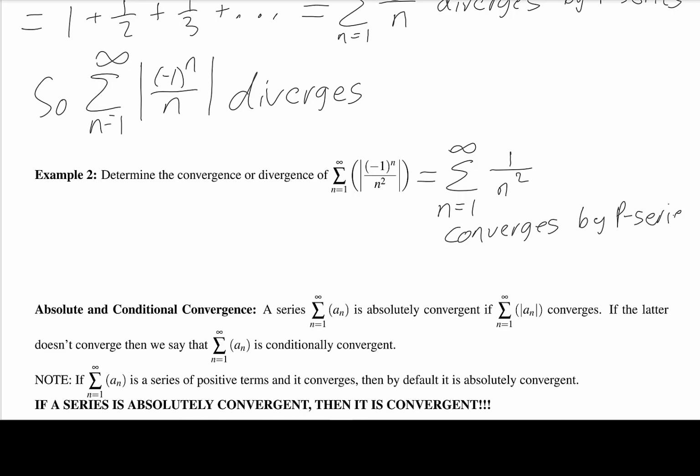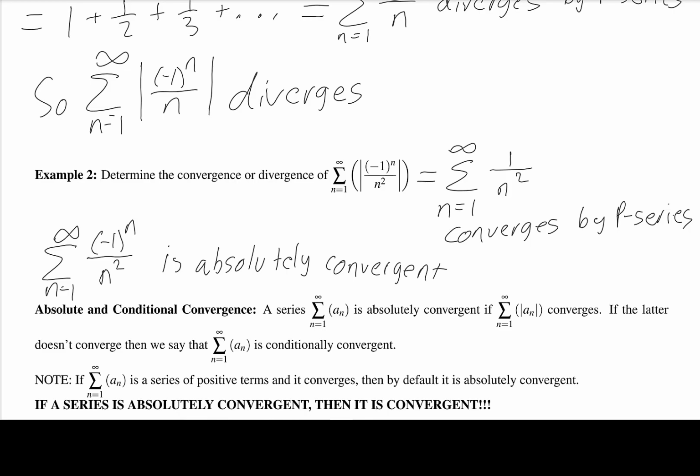So here, we started off with something that without the absolute value converges, and then with the absolute value, it converges. So what we say is that this thing, the sum from n equals 1 to infinity of, we'll take away our absolute value, negative 1 to the n over n squared, since we took the absolute value and it still converges, we say that this thing is absolutely convergent.